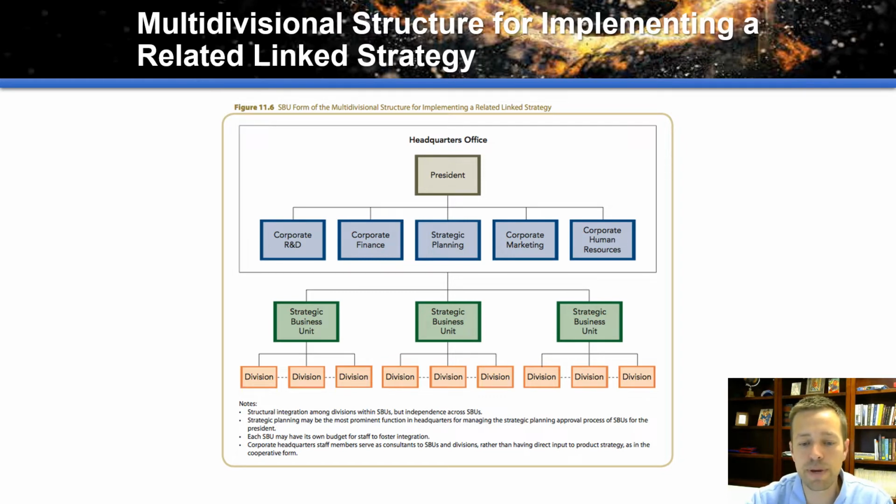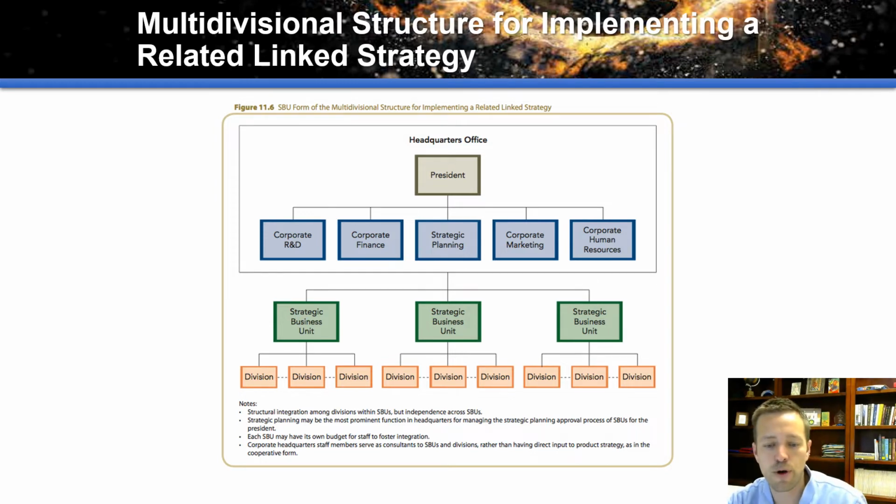Strategic planning may be the most prominent function for headquarters for managing the strategic planning approval process of SBUs. That's what the president does. Each SBU unit may have its own budget for staff to foster integration. So there's a lot of power in each of these strategic business units, because of, again, limits to what one person can do. The overall leader of the organization is not going to micromanage each individual business unit, but they're going to leave those decisions to the head of those business units.